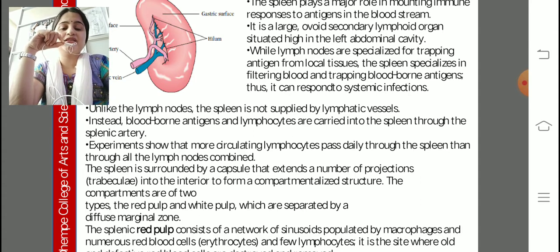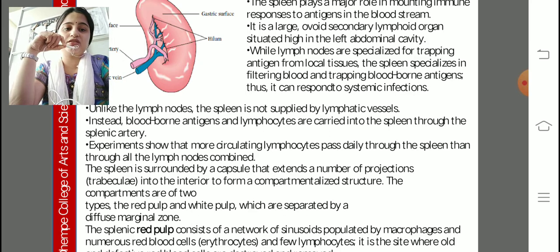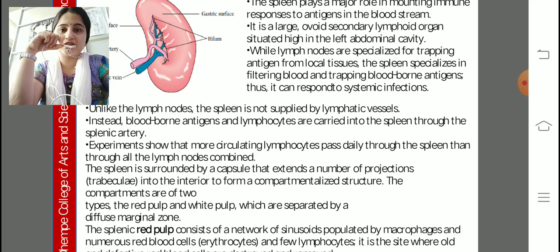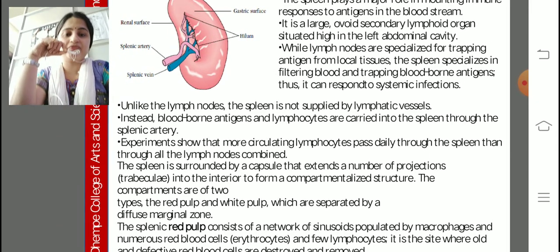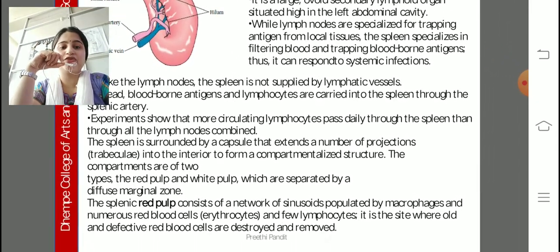So the experiments that have been conducted show that more circulating lymphocytes pass daily through the spleen than through all the lymph nodes in the body combined. Thus, the spleen is surrounded by a capsule which has a number of projections known as the trabeculae into the interior to form a compartmentalized structure which has the red pulp and the white pulp, separated by the marginal zone. The splenic pulp consists of a network of sinusoids.